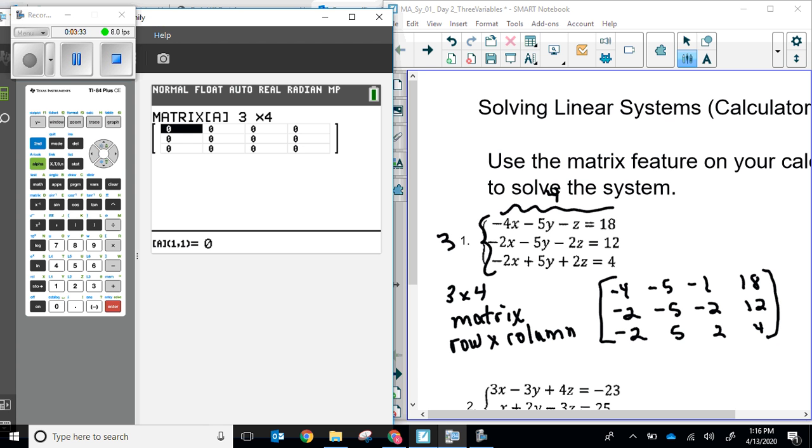Okay, so you see a bunch of zeros in there. So now you're going to go in and put the numbers. Make sure you're really careful, because if you mess up a number, you're going to get the wrong answer. Make sure you're using a negative sign for negatives and not the subtraction sign. So -4, enter. Should jump to the next one. -5, -1, 18, -2, -5.